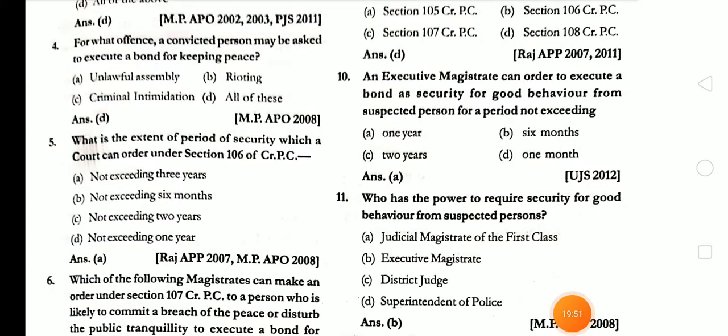Next question is, for what offence a convicted person may be asked to execute a bond for keeping peace? And answer is for all of these offences: unlawful assembly, rioting, and criminal intimidation. Next question: what is the extent of the period of security which a court can order under section 106 CRPC? Answer is not exceeding 3 years. So under 106, extent of period will be 3 years.